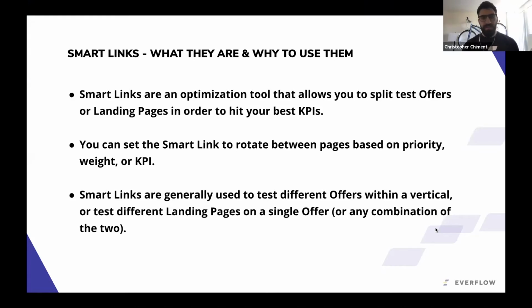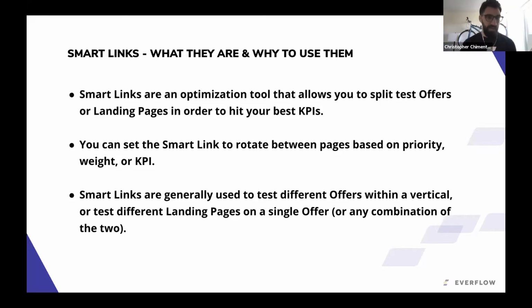Smart links are an optimization tool that allows you to split test offers or landing pages in order to hit your best KPIs. You can set smart links to rotate between different pages based on priority, which we're not going to really talk about. It isn't really an optimization tool. But you could also do it based on weight, a weighted percentage, or KPIs themselves.